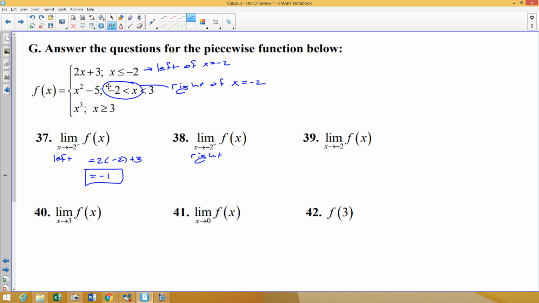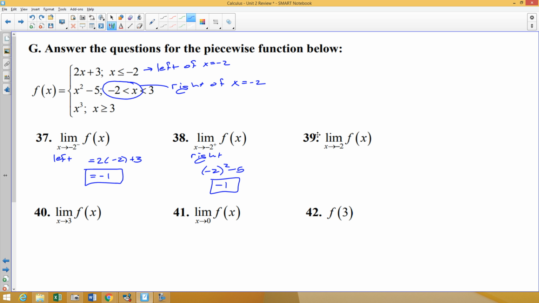So the right side of x equals -2 is right here, which means I want to use 5x squared minus 5. -2 squared minus 5. -2 squared is 4. 4 minus 5 is -1.